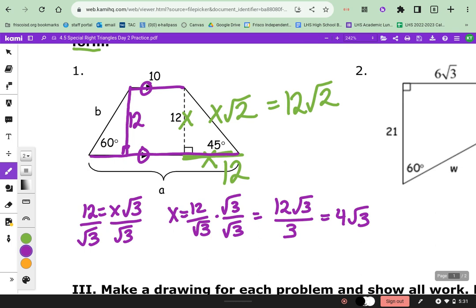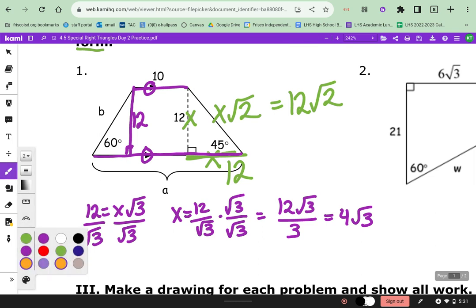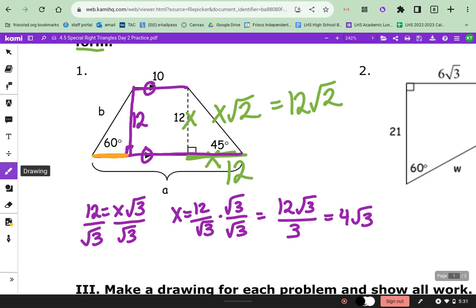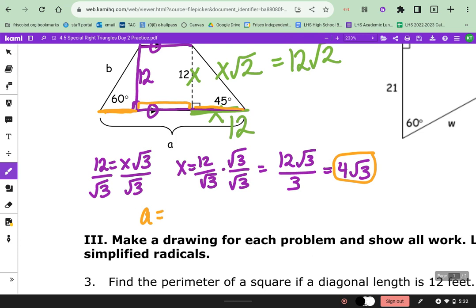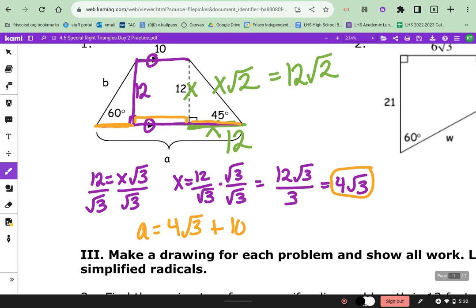Okay, so what that means is I have solved for this orange bit right here, because this orange bit is across from my 30-degree angle in that triangle, and so that is x. In order to find a, the distance of the whole bottom, I have this orange bit, which is 4 root 3, this purple bit right here in the middle, which is 10, and this green bit on the right side, which we said was 12. So we can add all that together to find a. So a equals 4 root 3 plus 10 plus 12.